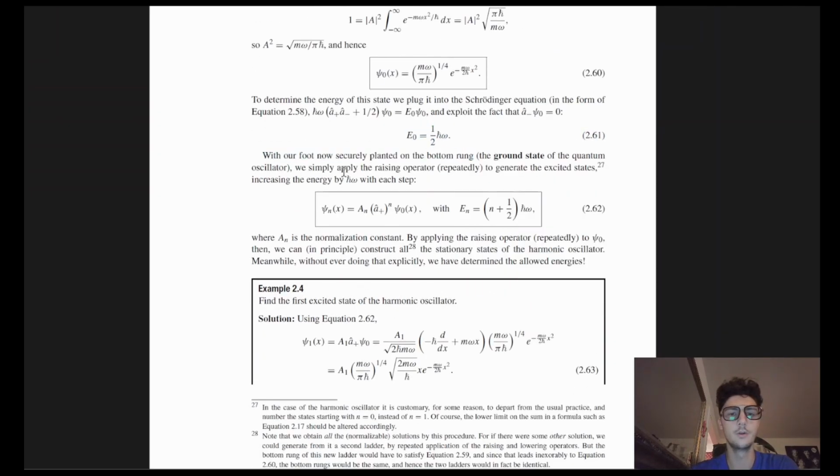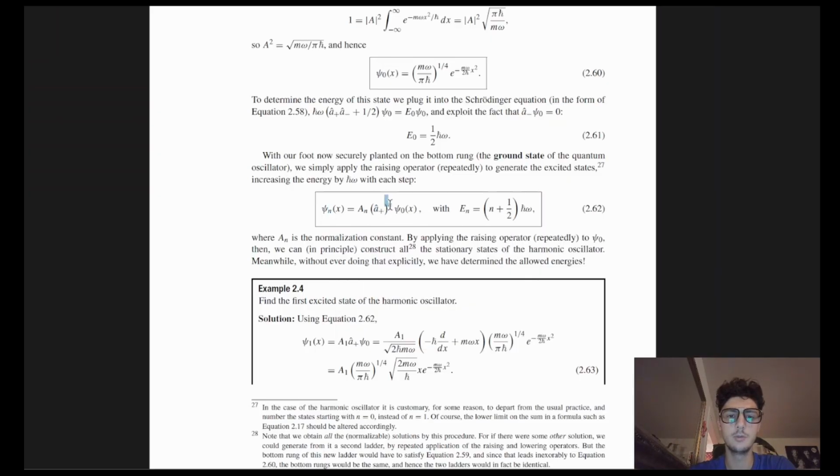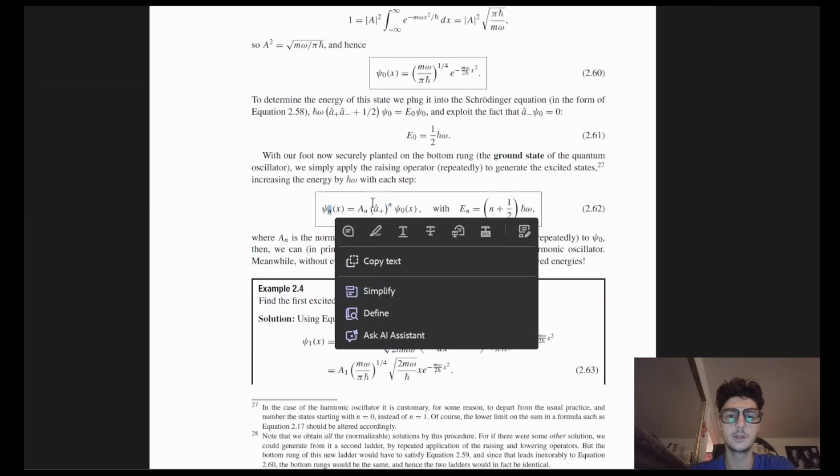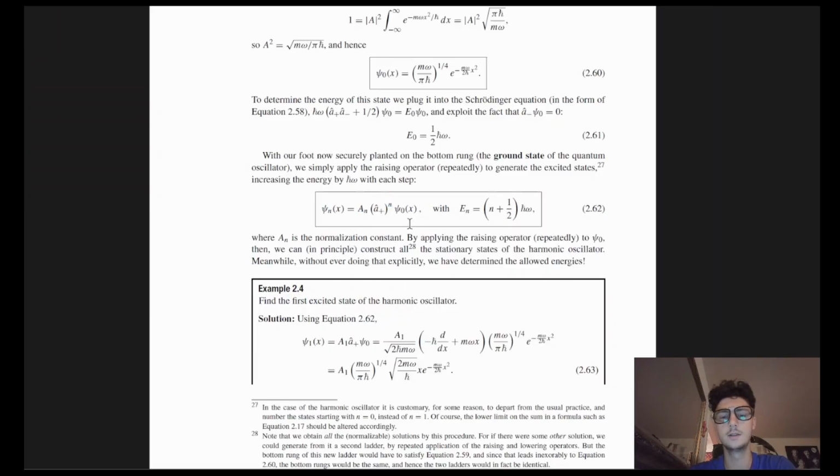Awesome. With our foot now securely planted on the bottom rung, the ground state of the quantum oscillator, we simply apply the raising operator repeatedly to generate the excited states, increasing the energy by h bar omega with each step. That's so cool. Psi of n is equal to A n, the new normalization constant, times the raising operator applied n times. So if you want to find the first excited state, you apply it 1 time. If you want to find the 31st excited state, you apply the raising operator 31 times. Each normalization constant is different.